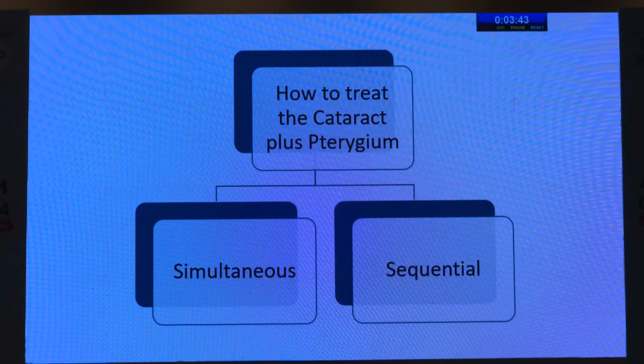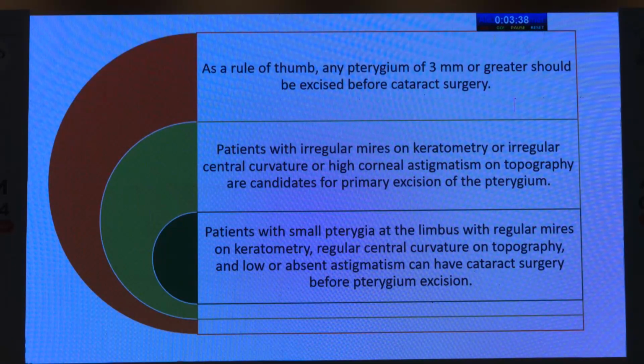So, there are two options: simultaneous and sequential. As a rule of thumb, any pterygium of 3 millimeter or greater should be excised before cataract surgery, and patients with irregular mires on keratometry, irregular central curvature, or high corneal astigmatism on topography are candidates for primary excision of the pterygium. And patients with a small pterygium at the limbus with regular mires on keratometry, regular central curvature on topography, and low or absent astigmatism can have cataract surgery before pterygium excision.